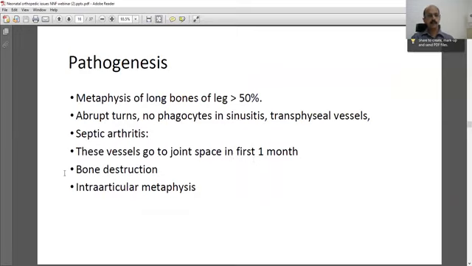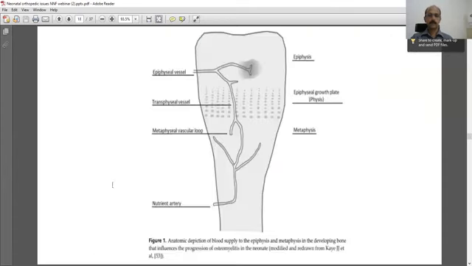And this leads to bony destruction, and also the metaphysis is intra-articular here. The same in a pictorial depicted form: nutrient artery, metaphysis, transphyseal vessels, and the epiphysis. Ultimately, the infection here can damage the epiphysis and the epiphyseal growth plate, which is the important reason for long-term morbidities.